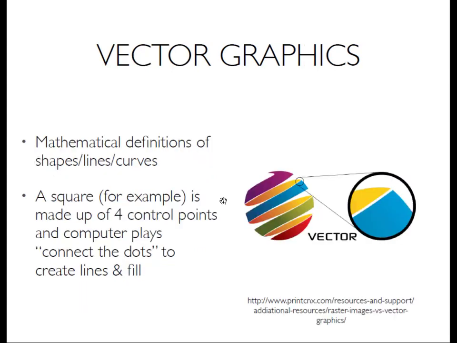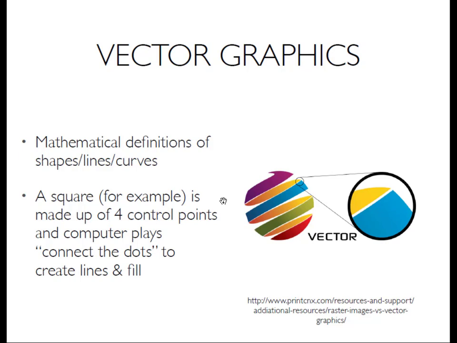So next, we have vector graphics. Vector graphics are created through mathematical definitions of shapes, lines, and curves. So unlike raster graphics, where every individual pixel is a particular color, vector graphics are defined through mathematical algorithms, if you will. So for example, you have a rectangle in Illustrator or in InDesign. Well, that rectangle has 4 points that represent the 4 corners of the rectangle, and it's filled in with a particular color. That is an example of a vector graphic.